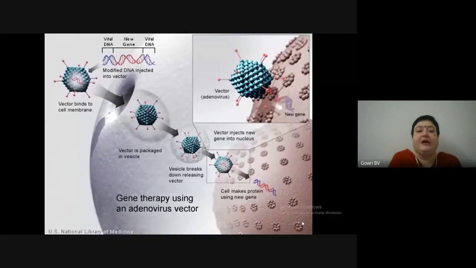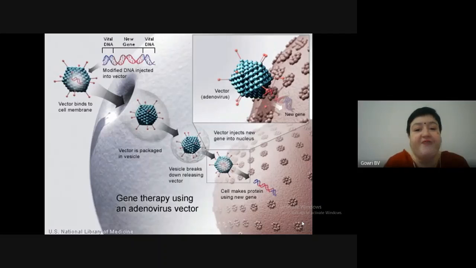This picture shows you the gene transfer mechanism or gene therapy using an adenovirus vector. On the top left, you have a vector molecule, the adenovirus. Above that, you have a modified DNA to be injected into the vector molecule. In the top left picture, you have viral DNA on either side, and the center one that has a pink or reddish tinge is a new gene insert, which is inserted into the adenoviral vector.